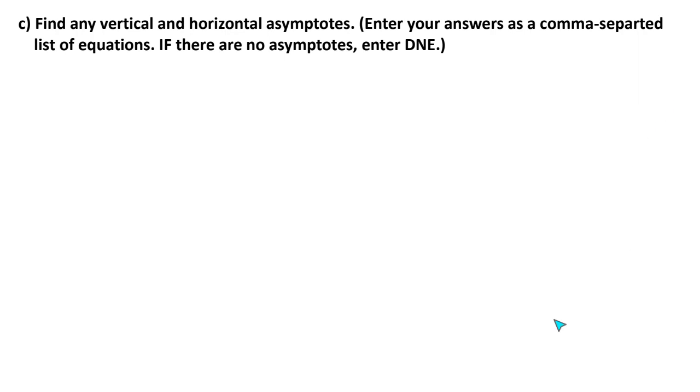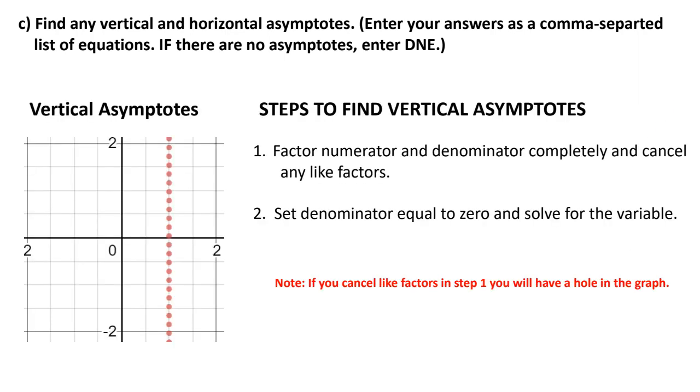Now we want to find the asymptotes. The vertical asymptote can be represented with a dotted line. What that means is that the graph will get close to that line, but it's not going to touch it. To find the vertical asymptotes, we factor the numerator and denominator completely, and then we cancel any like terms. Then we set the denominator equal to 0 and solve for the variable. If you cancel any like terms in step 1, then it's going to create a hole in the graph.